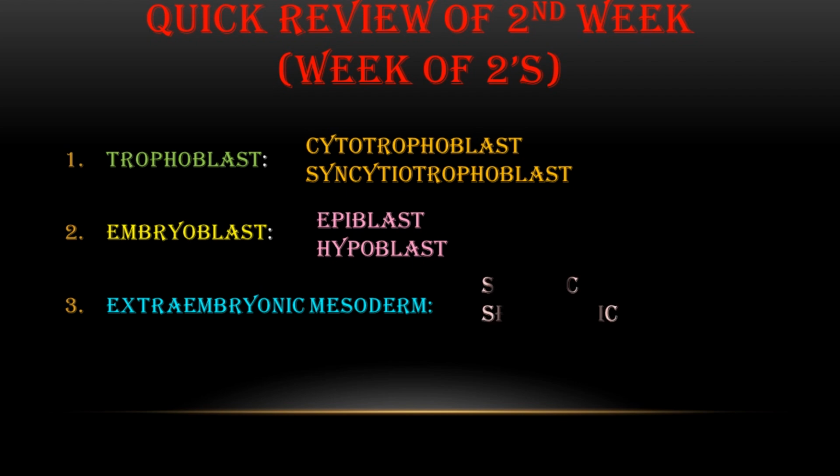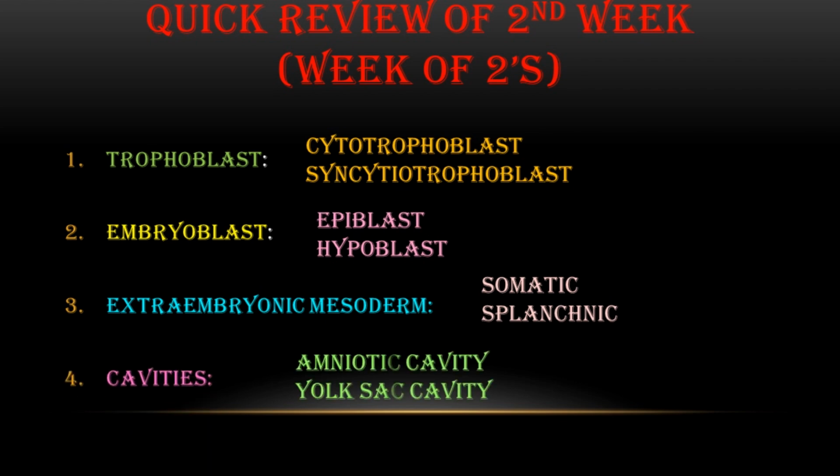And finally, two cavities are also formed, the amniotic cavity and the yolk sac or the definitive yolk sac cavity. So we have two derivatives of the trophoblast, two derivatives of the embryoblast, two layers from the extraembryonic mesoderm, and also two cavities, the amniotic and definitive yolk sac cavity. So that's why it is called the week of twos.